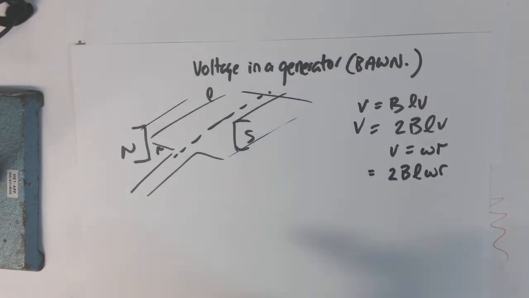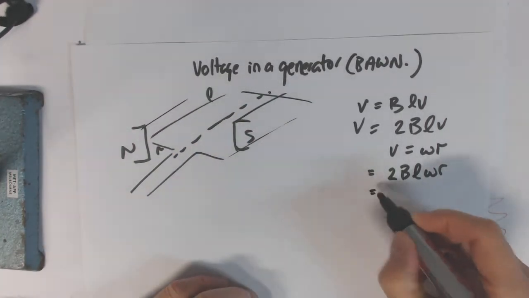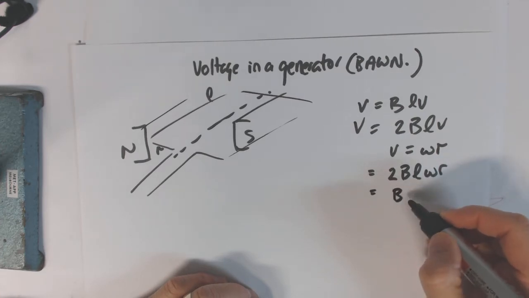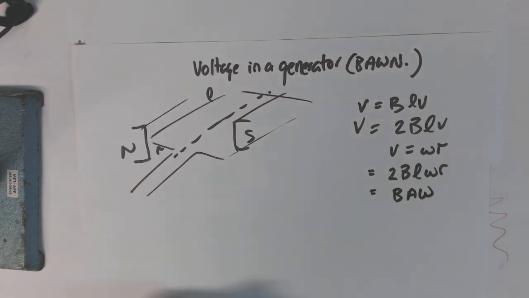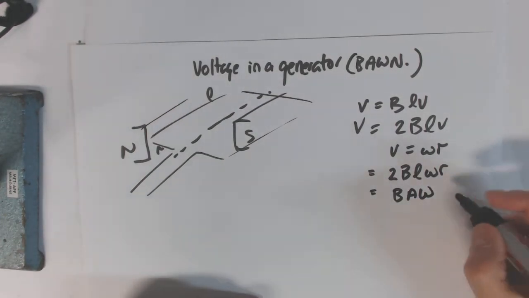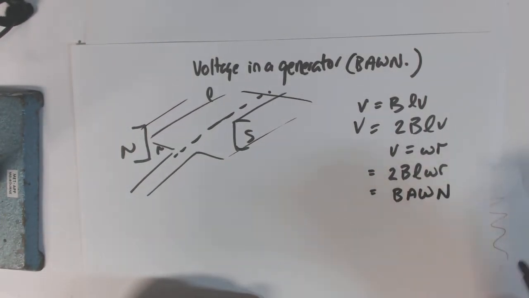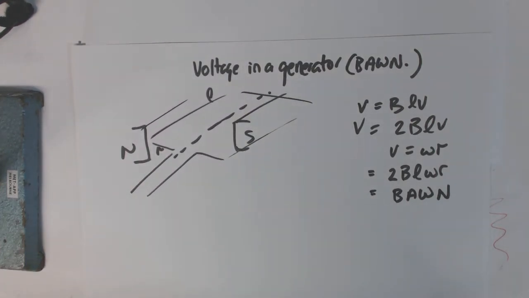2LR, I think you saw from the last one, LR times 2 is area. So we can now say this is BA omega. And I think you see that we're nearly there. That was for one loop. For two loops, three loops, n loops, the voltage is going to equal BAωN. Don't know why I call it BAωNy.